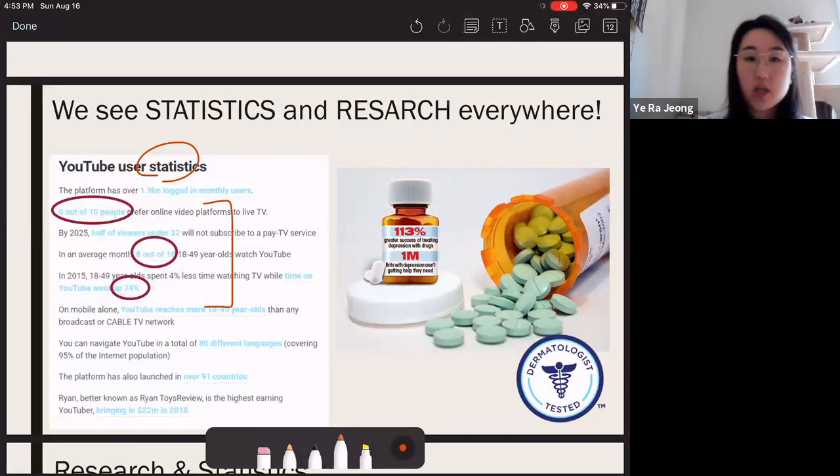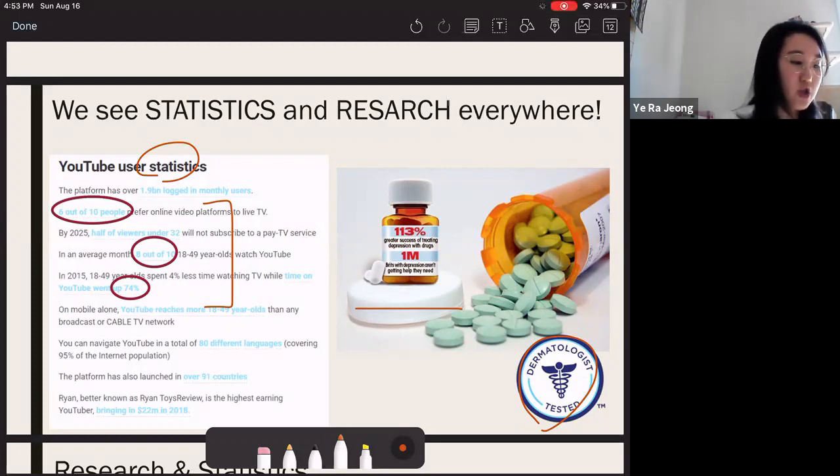And research is a way for us to find evidence so that we can get closer to the truth. So whether you see a dermatologist tested sign on your shampoo or skincare products, you want to make sure that research has been conducted and we know that it's safe, right? Especially if you're taking certain medications, right? So whatever the research topic is on, research helps us in a scientific way to get closer to the truth, to the laws of nature.